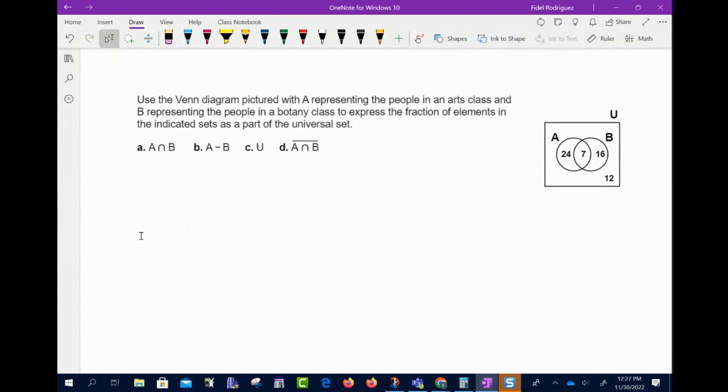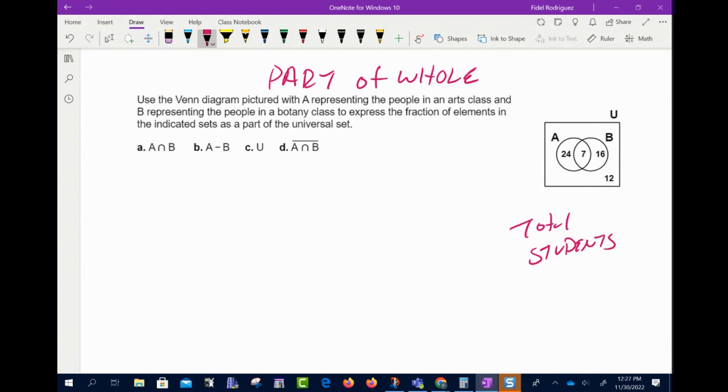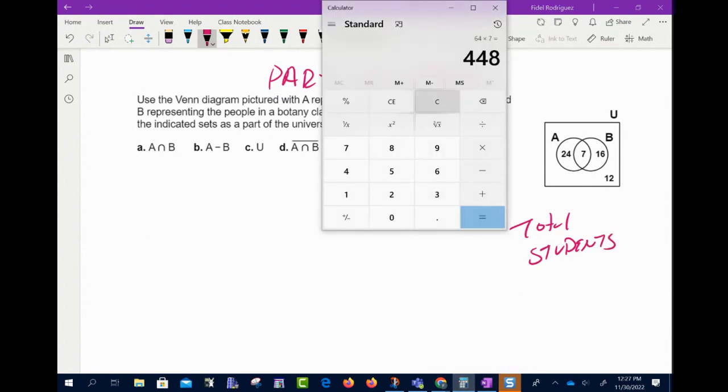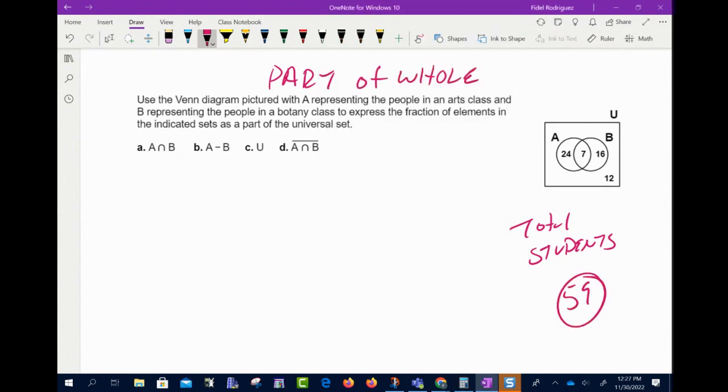Okay, so guys, the first thing I notice about this problem is they're asking me to write a fraction. So remember, a fraction is going to be part of a whole. So the first thing I need to figure out is what's the total number of students that we got here? So let me take all those numbers and add them up. 24 and 7 and 16 and 12. Okay, so we should have a total of 59 students.